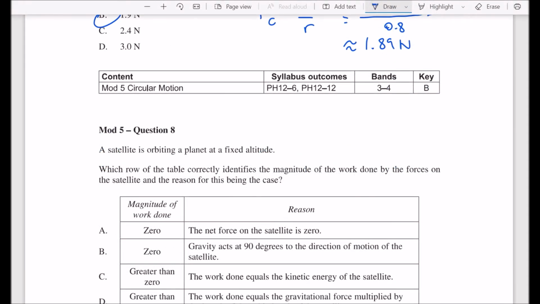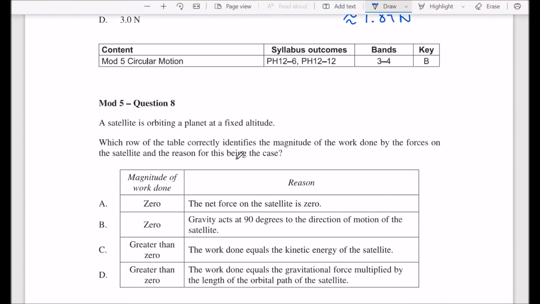Okay, so now we move to question 8. A satellite is orbiting a planet at a fixed altitude. Which row of the table correctly identifies the magnitude of the work done by the forces on the satellite and the reason for this being the case? Okay, so if the satellite is in a fixed orbit, so if we assume that's the planet and we have a satellite that's just moving around, remember the definition for work done is force applied in the parallel direction of motion. Now the motion is going here, the force is going into here.